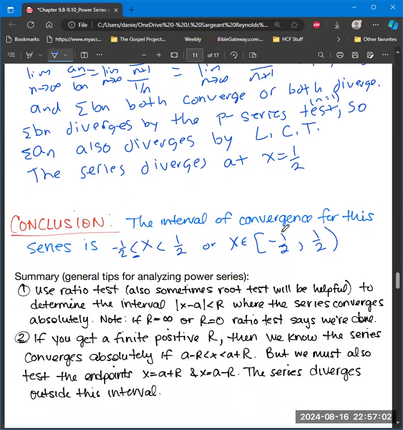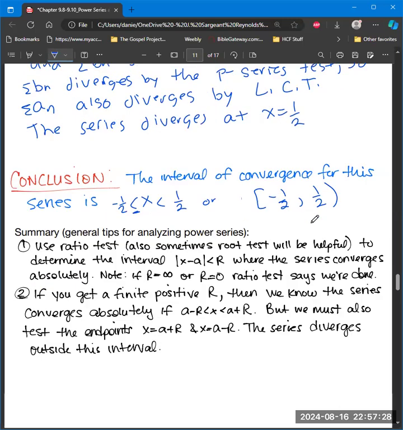So we get a half open, half closed interval of convergence here. So the series converges on the interval -1/2 less than or equal to x less than 1/2. So it's going to be closed on the left-hand side and open on the right-hand side. So we've seen some where it's completely open, some where it's completely closed. Now we've seen one where it's half open, half closed.